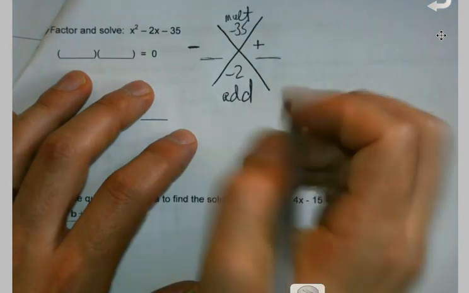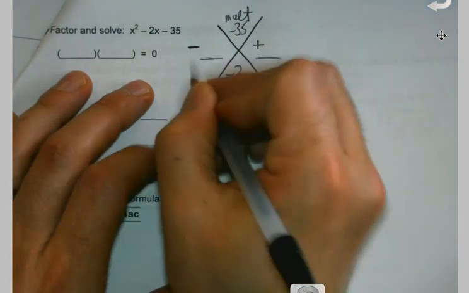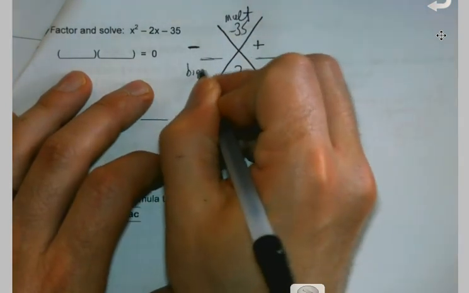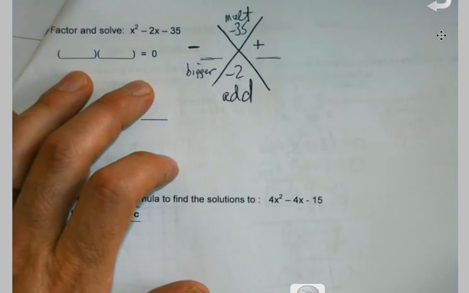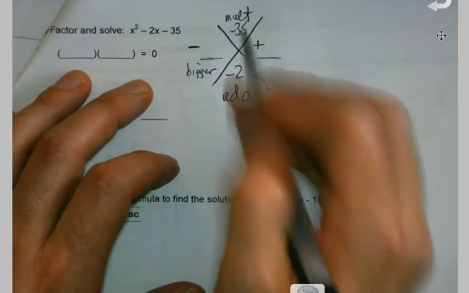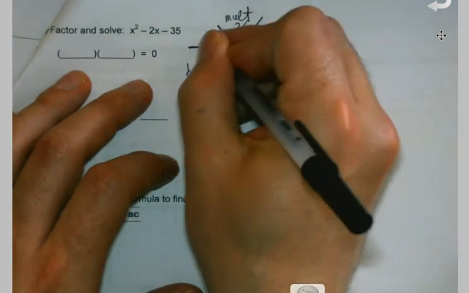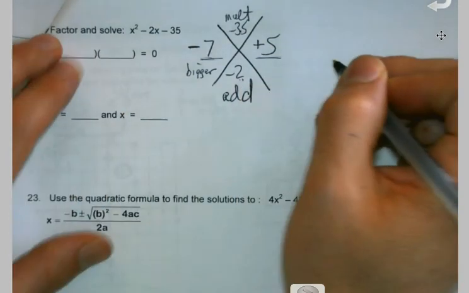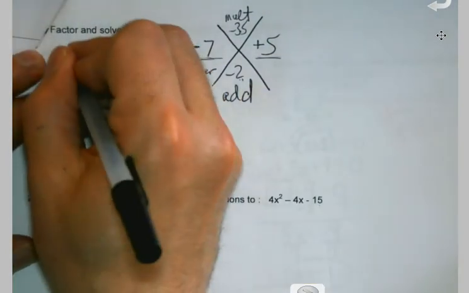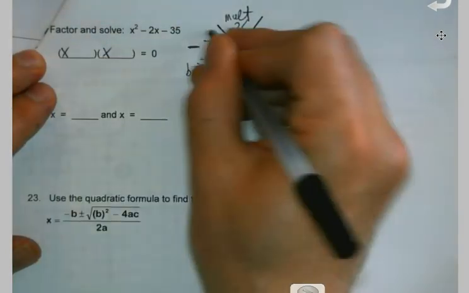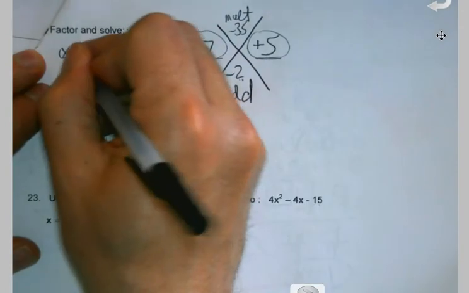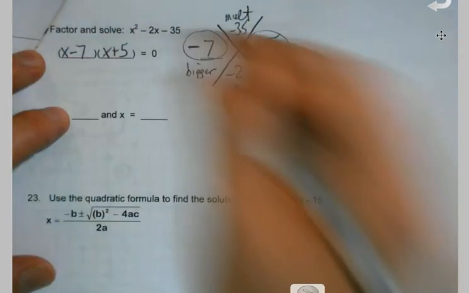I also know that when I add them, I'm going to get a negative, so the negative number has to be the bigger number. I'm looking for two numbers that multiply to 35 that are 2 apart, which is 7 and 5. So for the factoring part, I just take those two values and plug them in here with x. So negative 7 and positive 5.